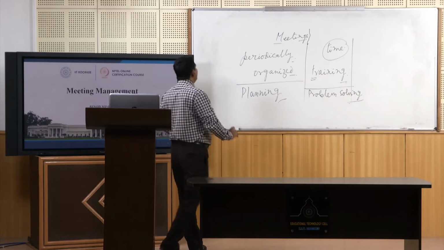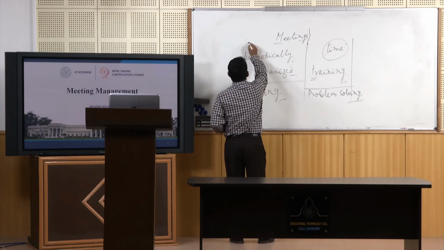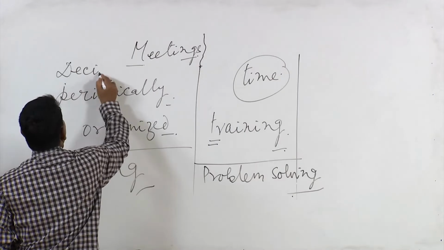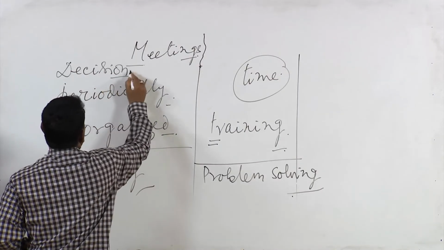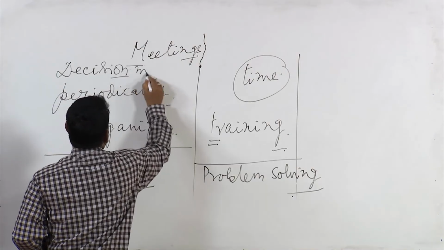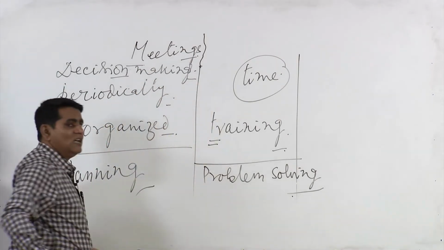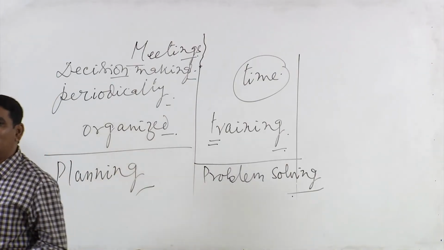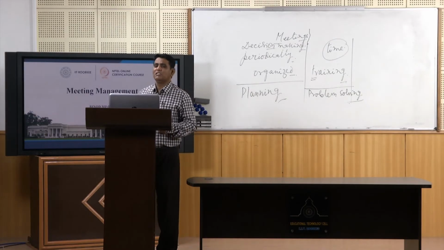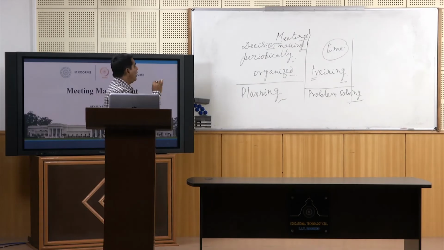But the overall function of every meeting is to make a decision. This is once again a different question, that many meetings sometimes end just in a discussion and there is no decision, but primarily all meetings finally have to come to a decision.